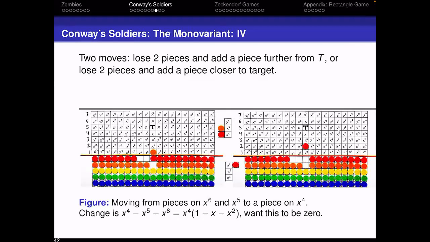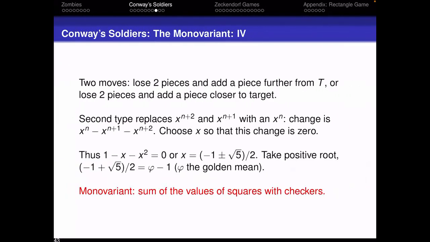And so more generally, if I have pieces at x to the n plus 2 and x to the n plus 1, and I land at x to the n, I have a very similar thing. I just pull out x to the n, and again, it's 1 minus x minus x squared. So what are the roots of 1 minus x minus x squared? Well, this is a quadratic. We can use the quadratic formula, and we get negative 1 plus or minus root 5 over 2, or it's just phi minus 1, or 1 over phi. It's just related to the golden mean. So if I choose that to be my value of x, then whenever I do moves, the value of the board either stays the same or gets smaller.